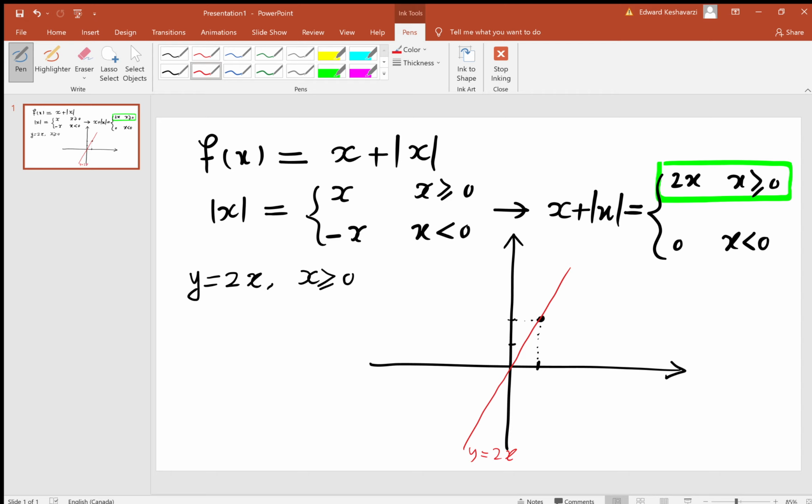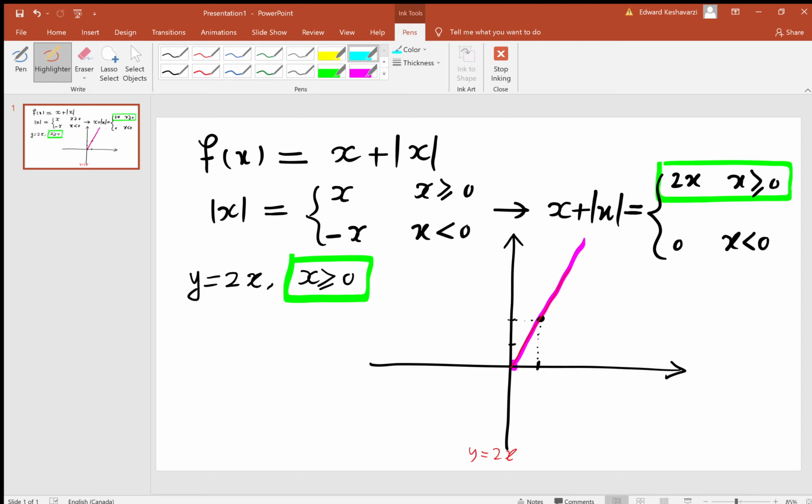However, we have this restriction, x larger than or equal to 0. So we know that in the first and fourth quadrants, x is larger than or equal to 0. Therefore, this is the graph that we keep, and we erase the rest of that.